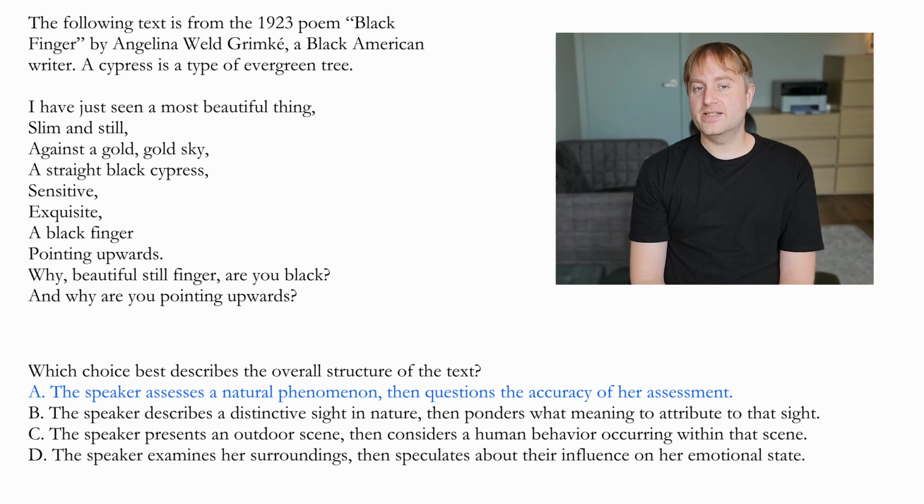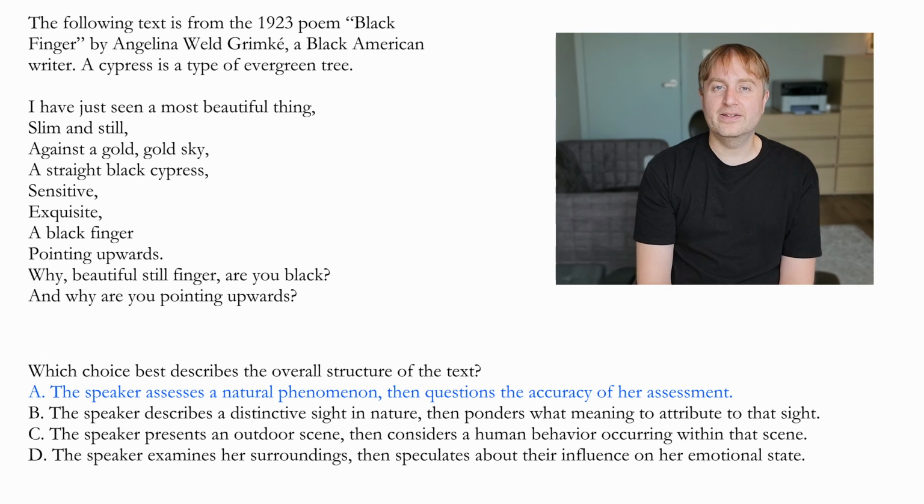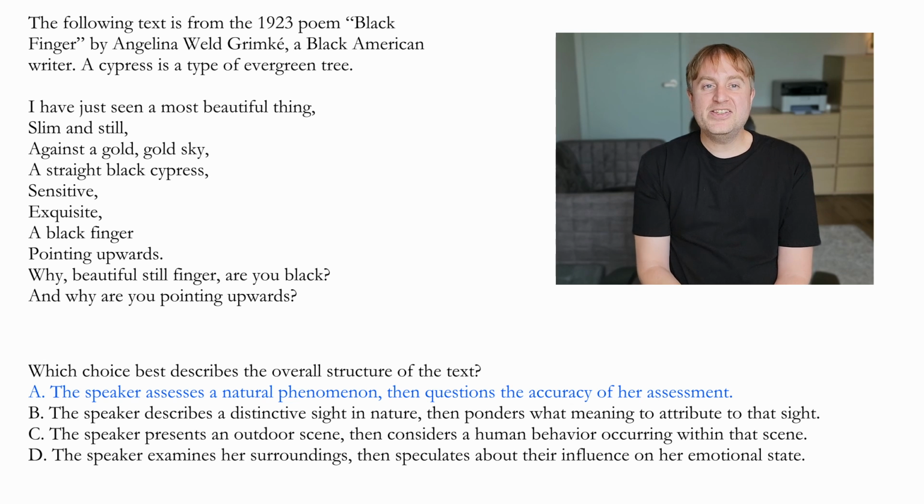The speaker assesses a natural phenomenon, then questions the accuracy of her assessment. So I guess we could call a tree standing against a golden sky a natural phenomenon, although I feel like the speaker is describing it more than assessing it. Moreover, while the second part does involve questions, I don't feel like the speaker is questioning her assessment. Rather, she seems to be wondering what exactly this tree against the golden sky is supposed to represent. So given those two issues, I feel like we can cross off answer A and move on to B.